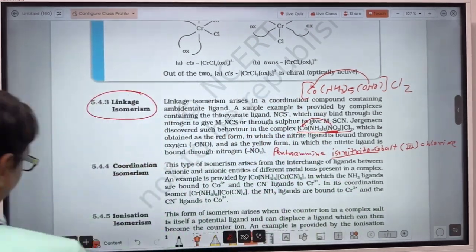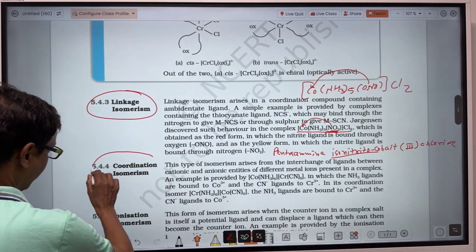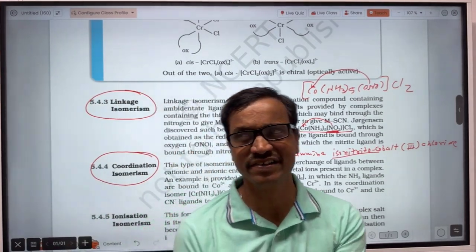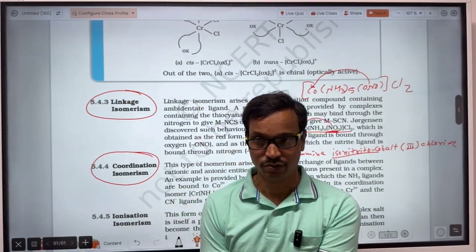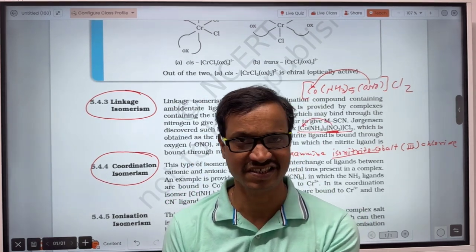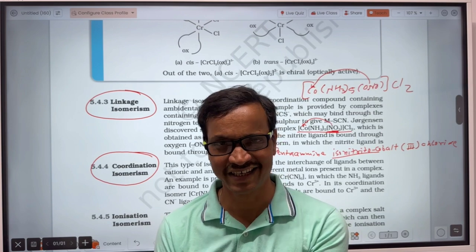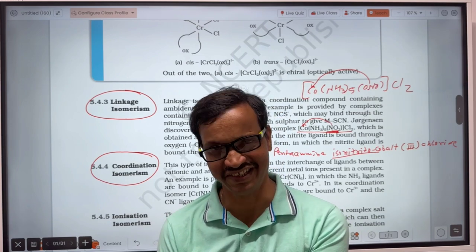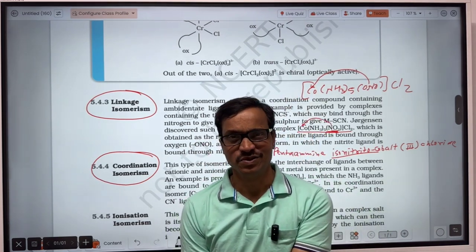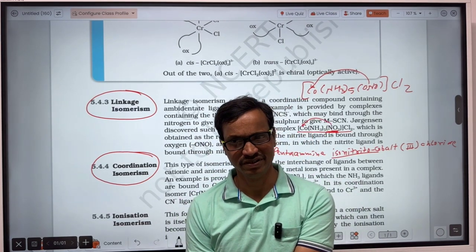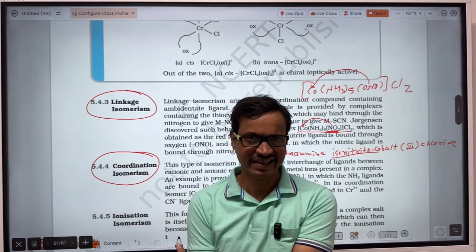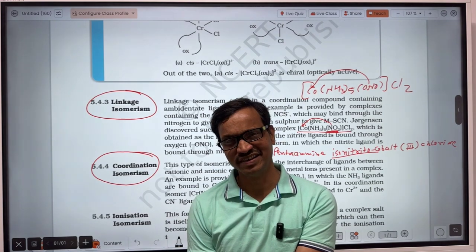Okay. Now let's see coordination isomerism. What happens in coordination isomerism? Coordination isomerism will be shown by those coordination compounds in which the cation is a coordination sphere as well as the anion is also a coordination sphere.